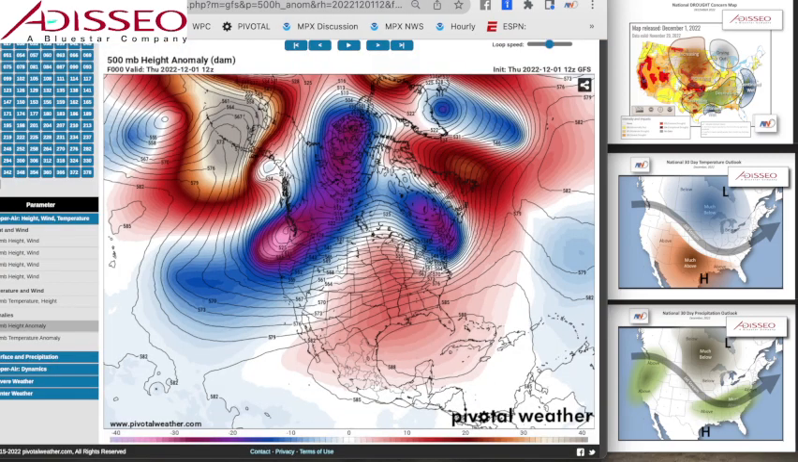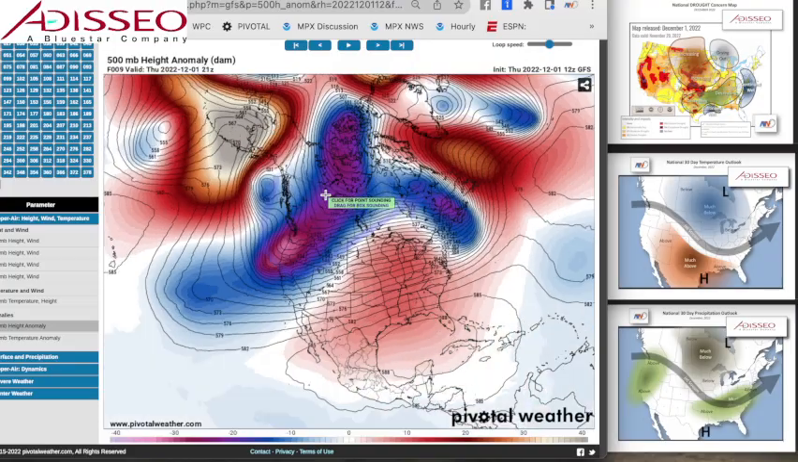All right, here we go. These are the heights and thicknesses in the atmosphere, and where you see blue and purple, those are lowering heights and thicknesses, usually associated with colder air and storm systems. These are the heights as of today, early December, and you can see we still have this jet stream structure across North America. Now watch what happens as we go through time.